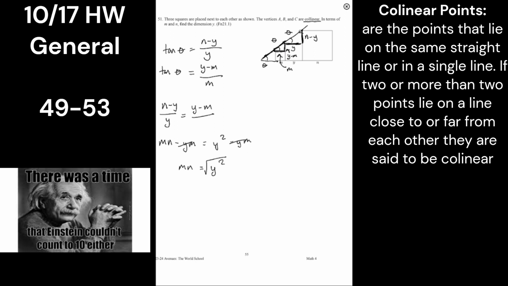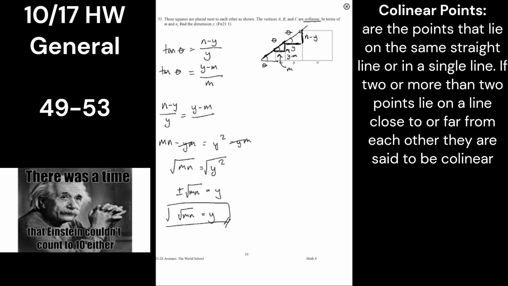And if you root both sides, you should get plus or minus square root of mn equals y. But because we're dealing with positively oriented, because it's size, there wouldn't be a minus. So it'd be square root of m times n equals y. And this should be your answer. Y in terms of m and n.